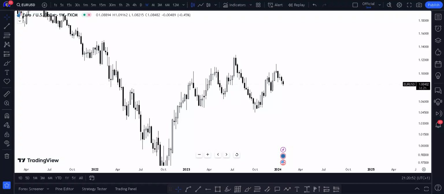If you want to know what market structure is in trading and how to use market structure the simplest and easiest way possible, watch this video till the end.